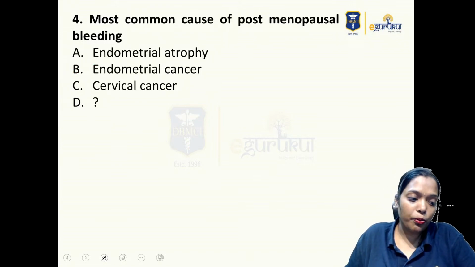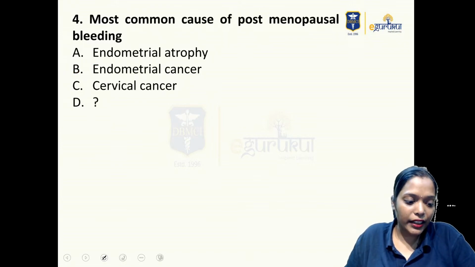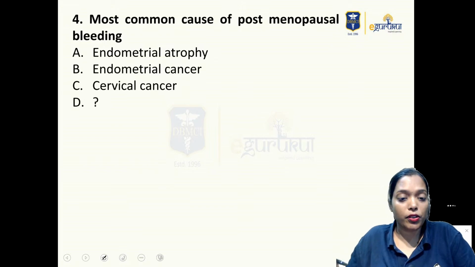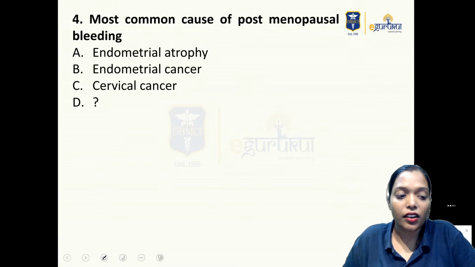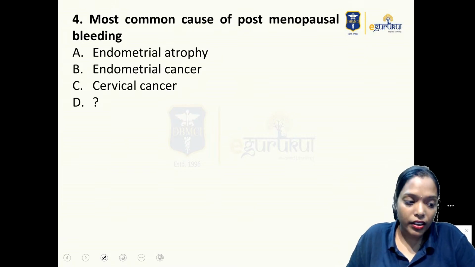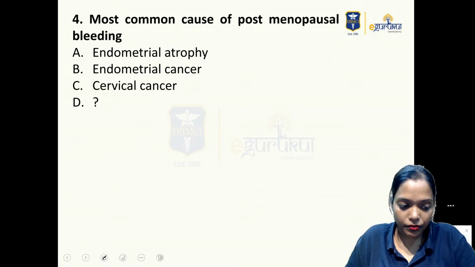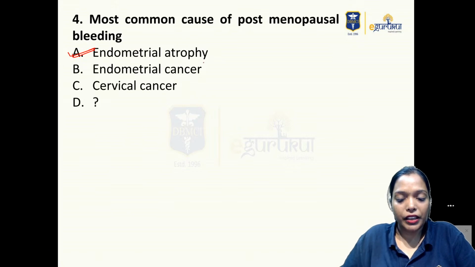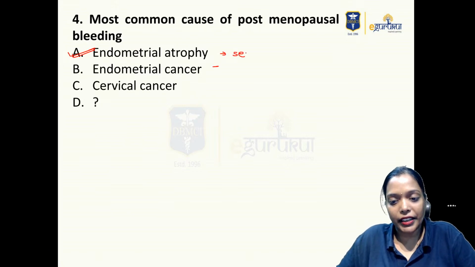Most common cause of postmenopausal bleeding. Again, this is one of my favorite questions. I hope you all did well. If somebody asks you the most common cause of postmenopausal bleeding, don't make the mistake of answering endometrial cancer or cervical cancer, because the most common cause of postmenopausal bleeding is endometrial atrophy. That is senile endometritis.